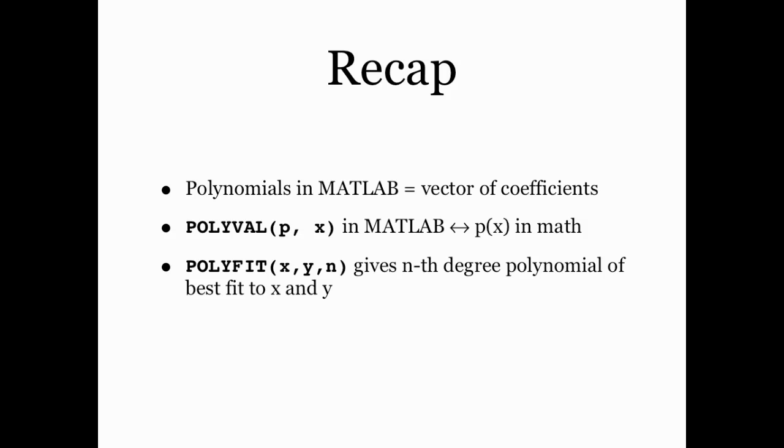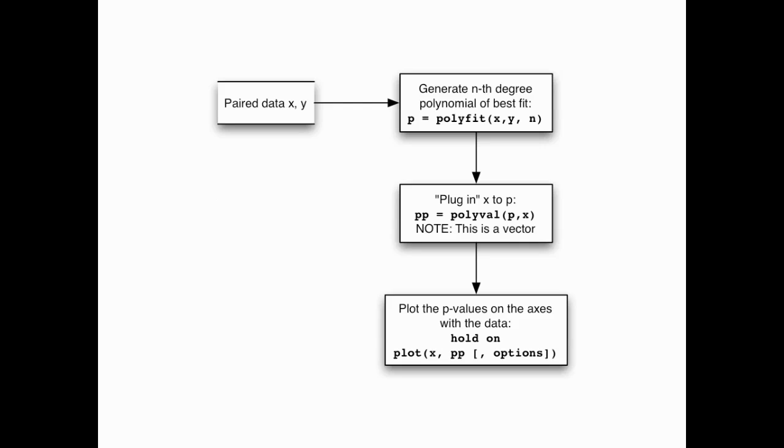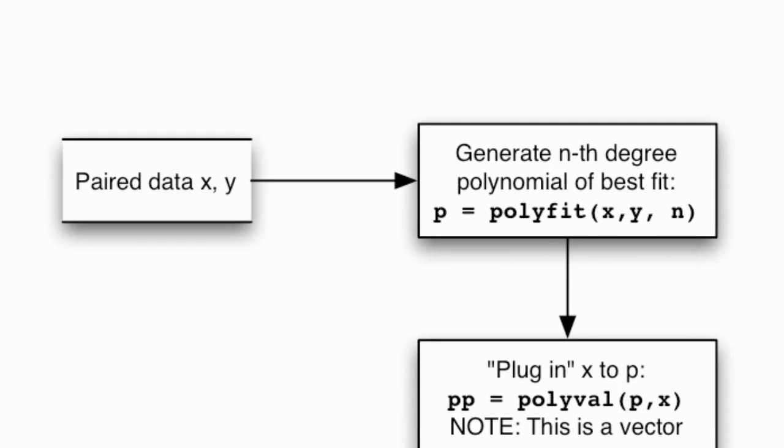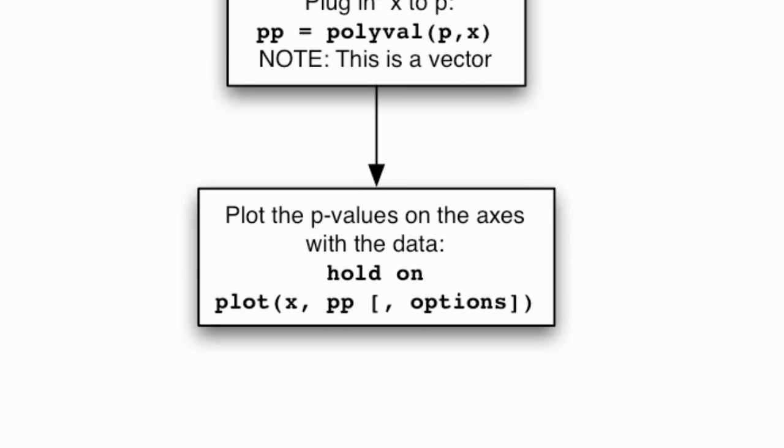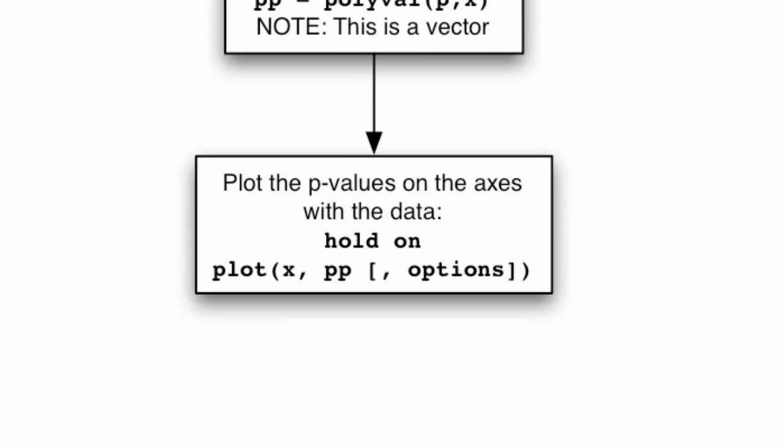And if I'd like to plot a polynomial of best fit alongside or on top of a scatter plot of paired data, I can follow this little procedure here. First of all, generate the nth degree polynomial using polyfit, plug all your x values into that polynomial using polyval, and then plot the result, basically just like you would any other mathematical plot, by typing hold on so as not to overwrite the scatter plot, and then just plain plot.